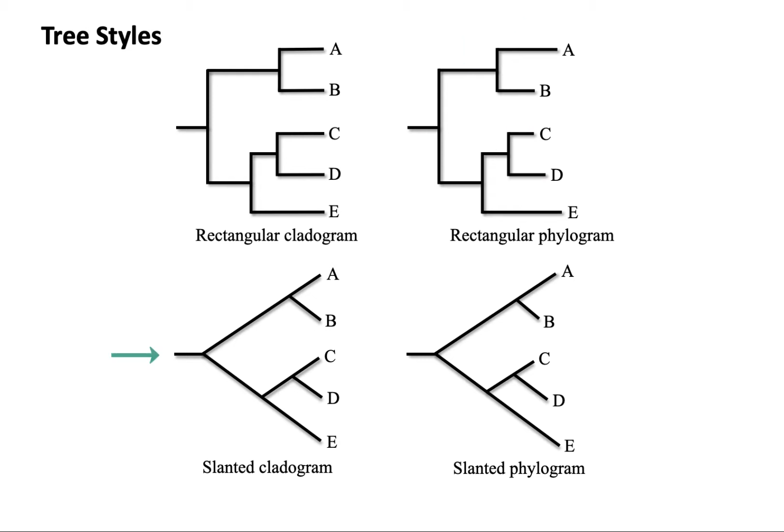On the bottom, then, there are slanted cladograms and slanted phylograms, and in this case, again, for the cladogram, the line lengths are not representative of the true distances between those taxa. However, on a slanted phylogram, those lines do represent the true distance between the taxa, the nodes, etc., based on the nucleotide differences or the amino acid differences between all of them. So for these slanted phylograms, the lengths of all the lines are meaningful as far as distances between the taxa and the nodes.